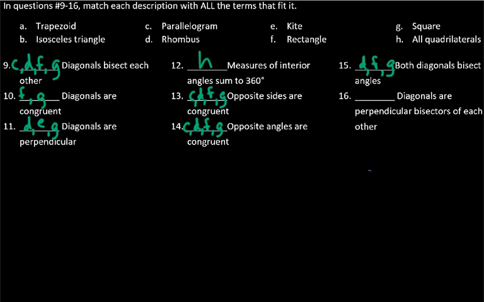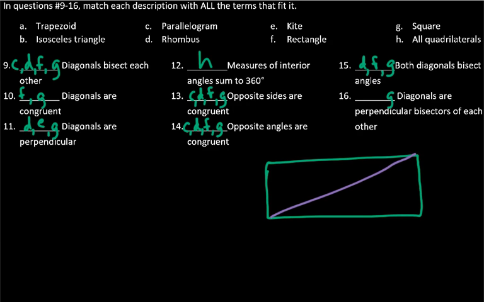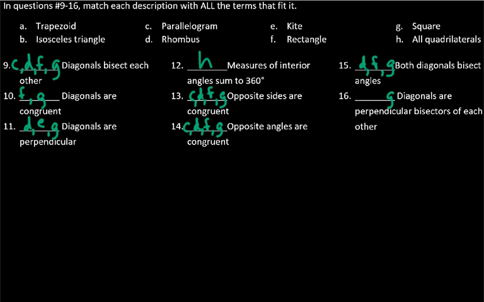Diagonals are perpendicular bisectors of each other. So definitely a square. Let's think about a rectangle. Will they be perpendicular bisectors? No. A kite? No. Well, let's see. They have to be perpendicular and bisectors. So only these ones are possible. So D, F, and G.